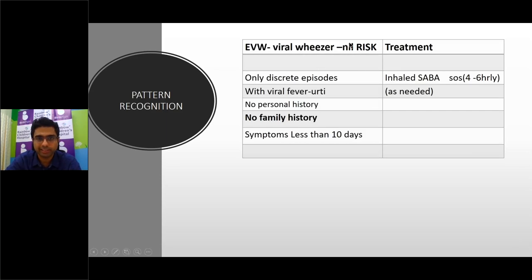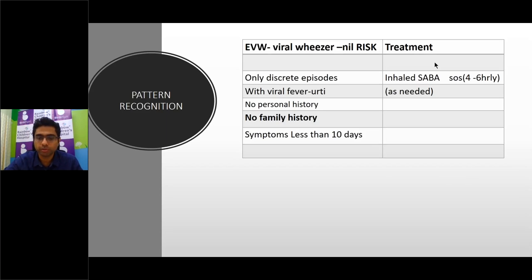He has no risk factor. So he's a viral wheezer with no risk factor. Only discrete episodes, always with a viral fever or URI, no personal history, no family history, no allergen sensitization, symptoms are less than 10 days. Now what we will give here is nothing. Your treatment plan will be inhaled SABA 4th to 6th hourly as and when needed.